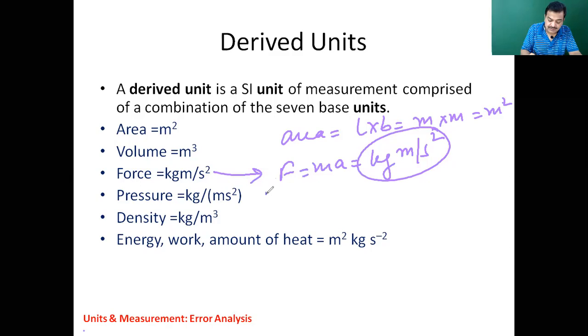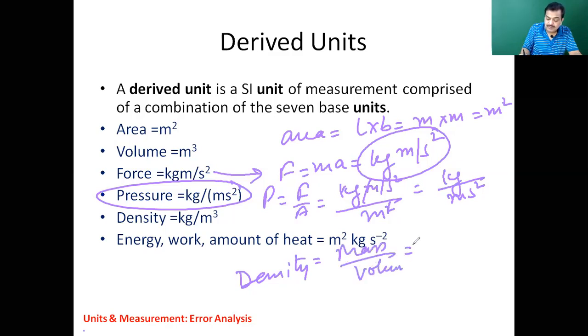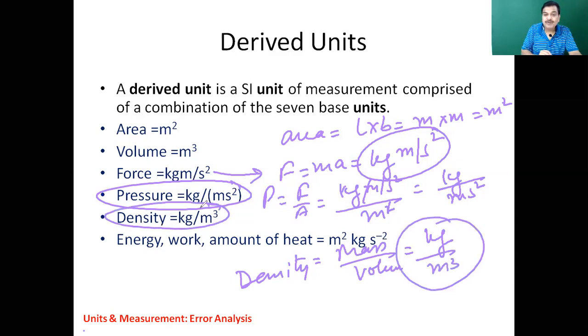In the same way, pressure. Pressure is equal to force upon area. What is force? Kilogram meter per second square, and area is meter square. So it is kilogram meter, meter से meter कट गया, meter second square. Okay. So this is how you're writing it here. Pressure. Density. Density is equal to mass upon volume. Mass is kilogram, volume is meter cube. So you're writing kilogram per meter cube.